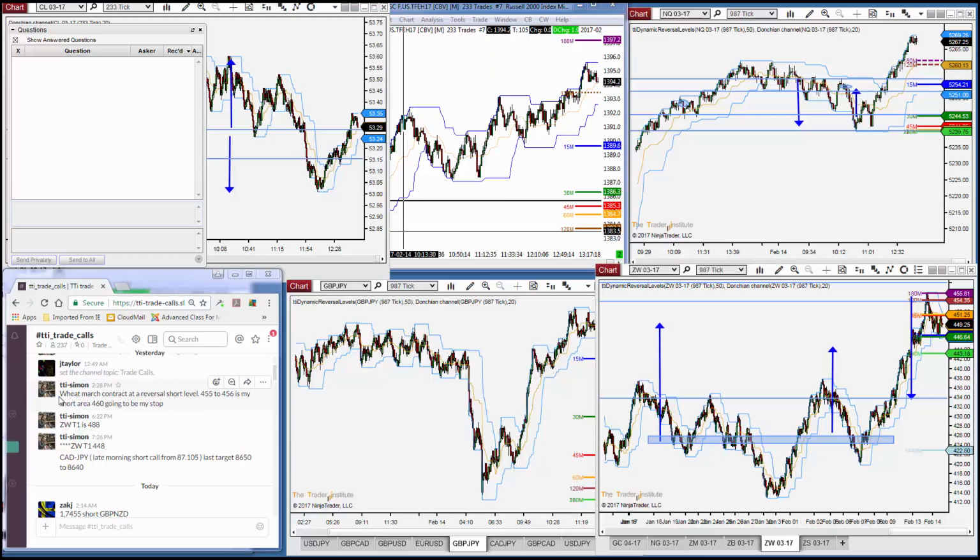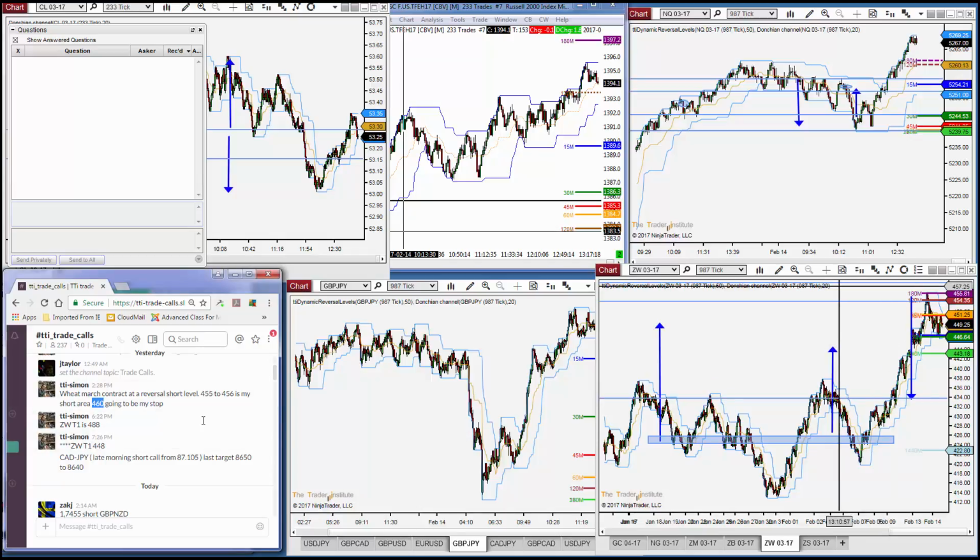Here's the first call of the day. Wheat March contract reversal, short level 455 to 456 is my short area. That's what I wanted to do. And of course, I also established a stop, and then I moved it afterwards throughout the session.